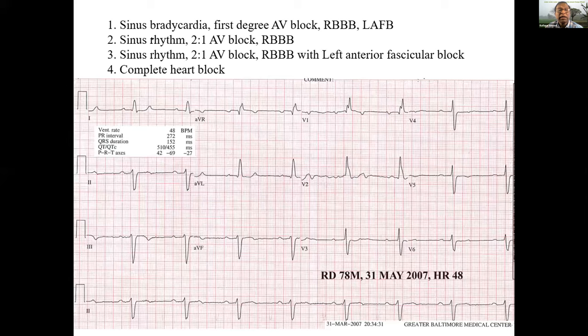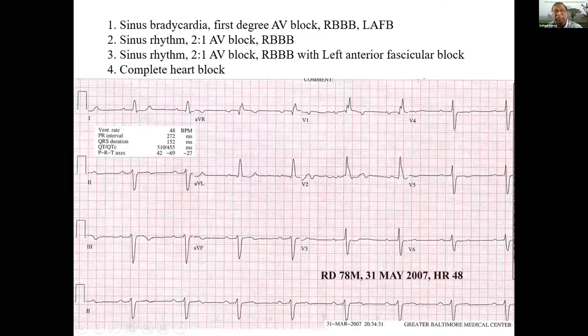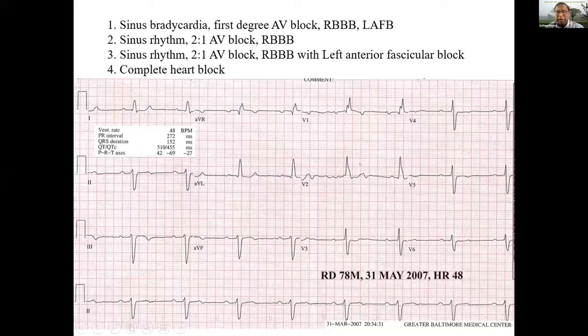Always remember that all these answers are correct. Complete heart block is totally wrong, but all of the others are correct. And anything is acceptable. The question is, what is the most specific? Sinus rhythm with 2-1 heart block with right bundle branch block, but we are missing out the left anterior fascicular block. Let me see if I have another ECG on this patient or not. No, I don't have another one, but this 2-1 heart block patient ended up with a pacemaker. And once you put the pacemaker in, you can see, but this second P wave is easy to miss. The second P wave.